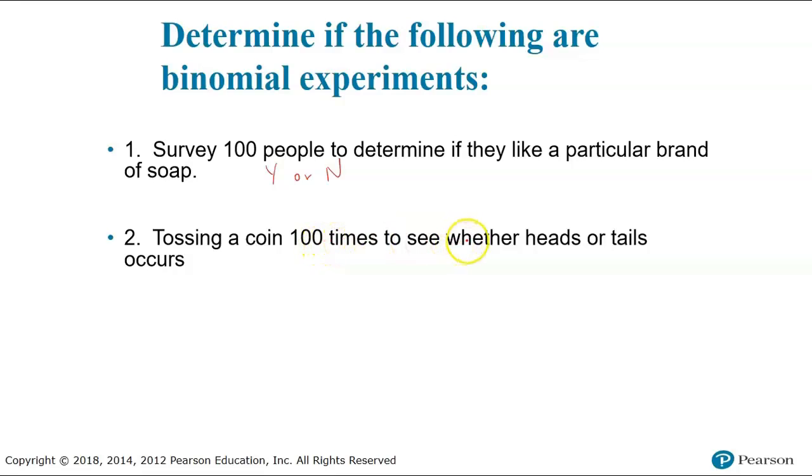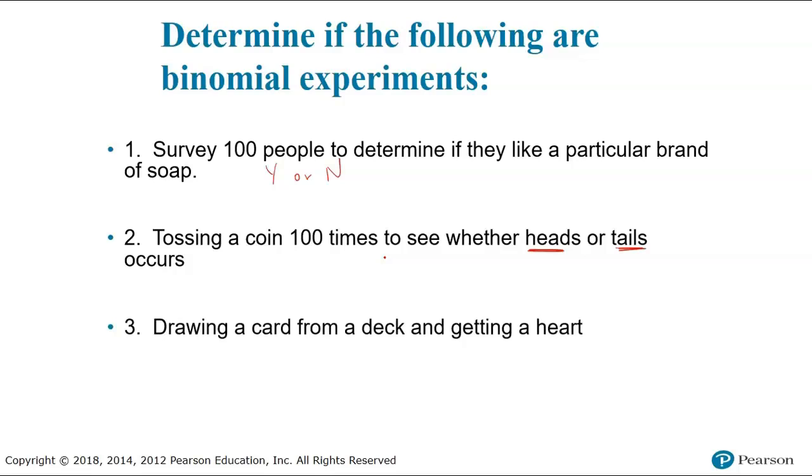Tossing a coin 100 times to see whether heads or tails occurs. Well, here's our 2 categories, heads and tails. So again, that one would be binomial. Drawing a card from a deck and getting a heart. So a heart, if we look at this, we could get a heart, we could get a jack, we could get a spade or a club. Okay, so those are the 4 different suits that you can have with cards. And so because there's more than 2 different outcomes, then we would not consider that to be binomial.